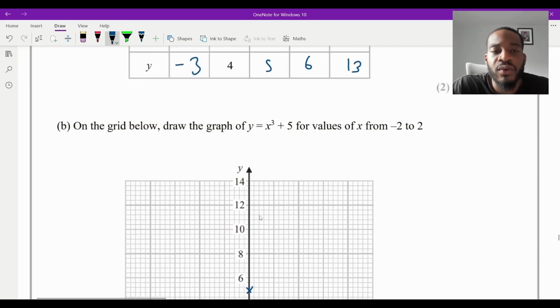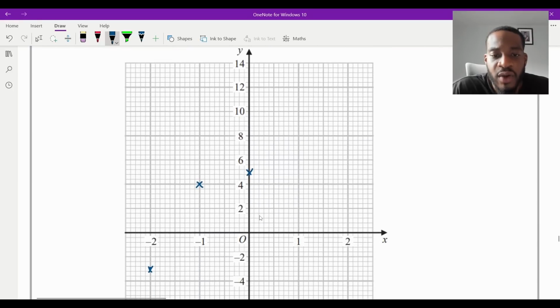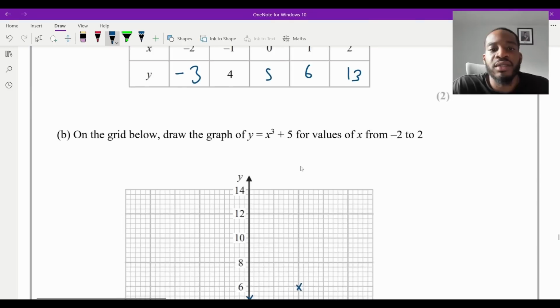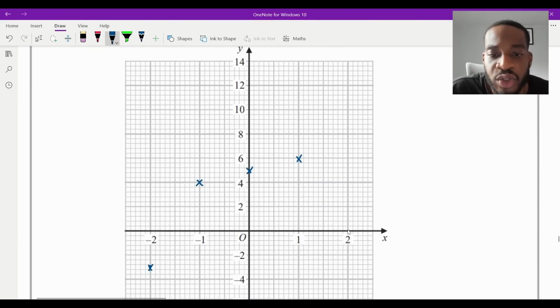And then the next one is going to be 1 and 6, right? So x equals 1, y equals 6 is going to be over there. And then the next one's going to be 2 and 13. So 2 is there, 13 is going to be in between 12 and 14, it's going to be over there.